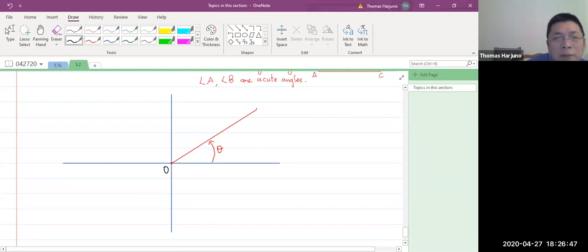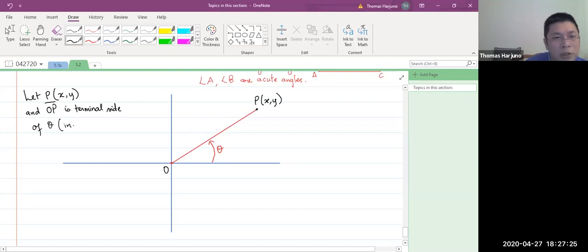Okay, now let's define coordinate P to be x comma y. Okay, so let P be coordinate x comma y, and OP, the segment OP, is the terminal side of theta in standard position.